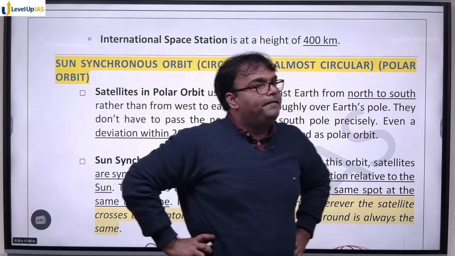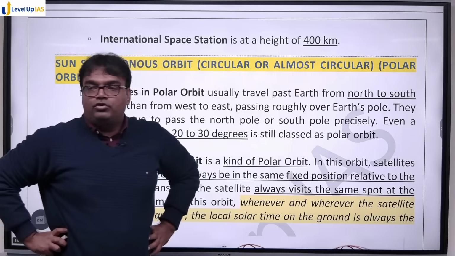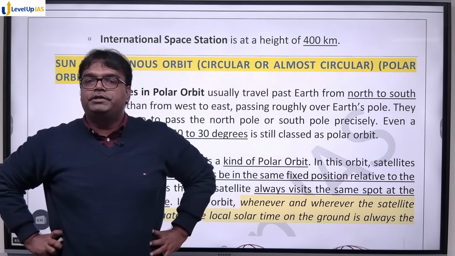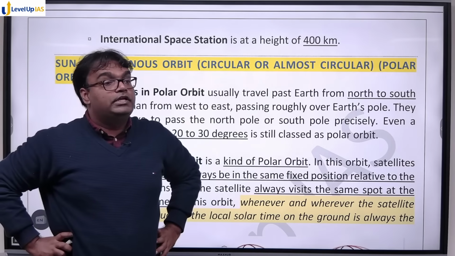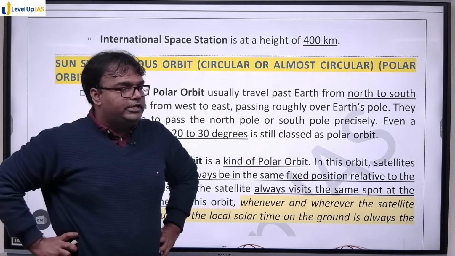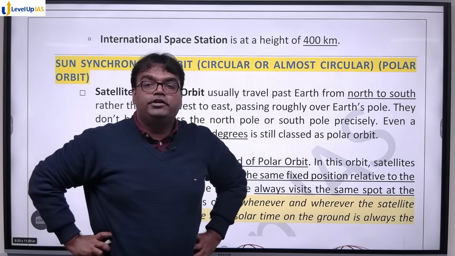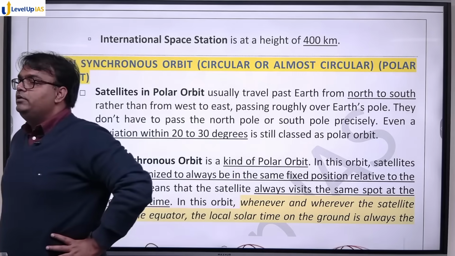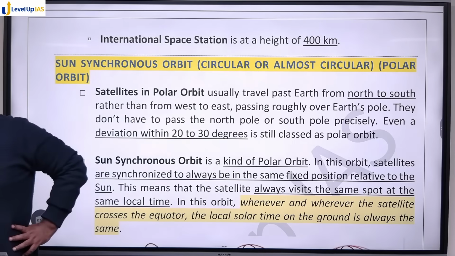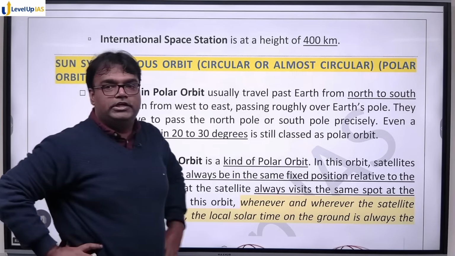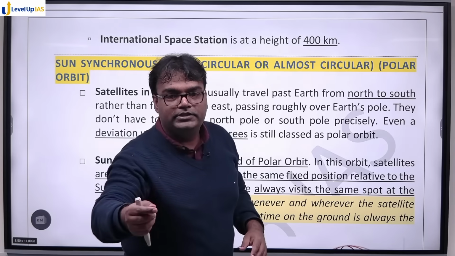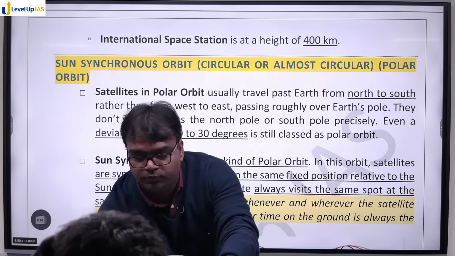When we are talking about low Earth orbit, a special type of low Earth orbit is the sun synchronous orbit. A special type of low Earth orbit is sun synchronous polar orbit. Generally the Earth observation satellites go in sun synchronous polar orbit.